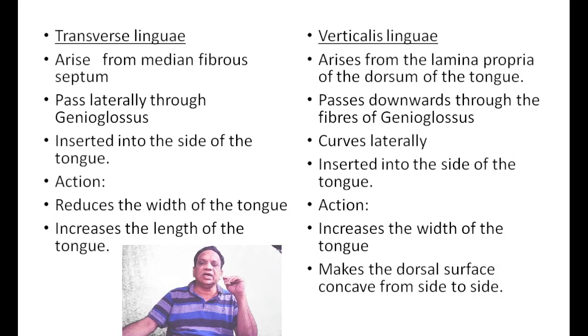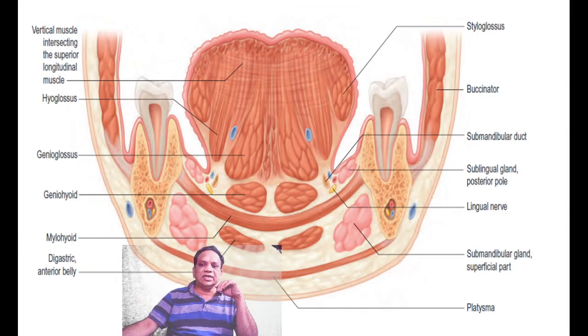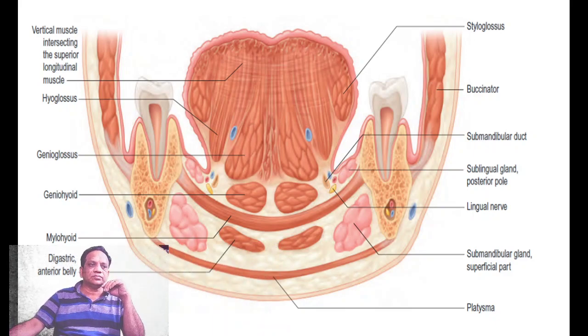So you can see both muscles in a diagrammatic view. It appears like this. You can see here the horizontal muscles, or the transverse linguae, and these are the vertical linguae, verticalis linguae. Vertical muscle fibers are there, and transverse muscles are like this. So these are the intrinsic muscles, and you can see here all the arrangement, how the muscles are arranged here.